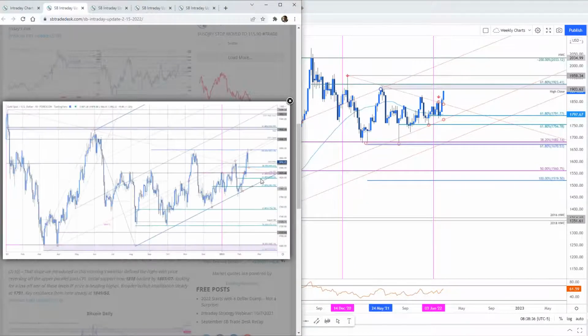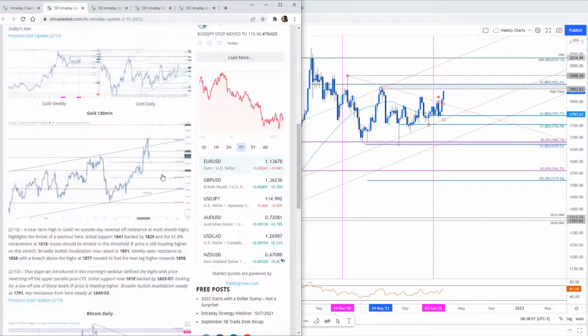Here's what it looked like on the daily. We broke through downtrend resistance, and I highlighted this yesterday or a couple of days ago as a risk. An outside day reversal off of uptrend resistance is a very, very provocative area. That's a very bearish sort of development.